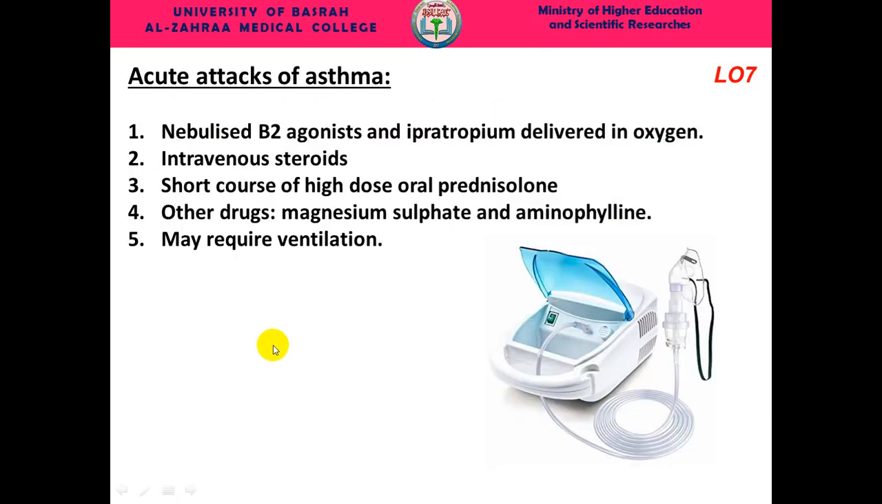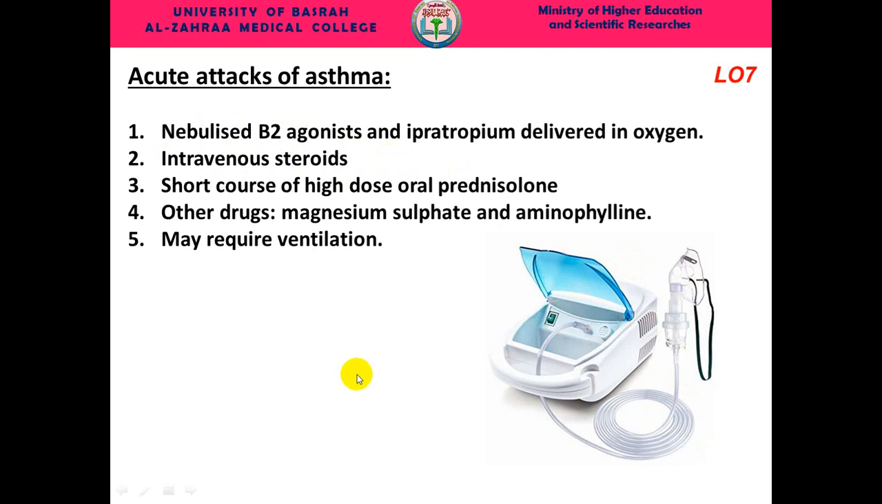Now, what is the treatment of acute attacks of asthma? What should you do whenever you see a patient with severe asthma in the emergency room? First of all, we should give nebulized beta-2 agonist and ipratropium delivered in oxygen through the nebulizer. And we may give intravenous steroid in the form of hydrocortisone vial IV.